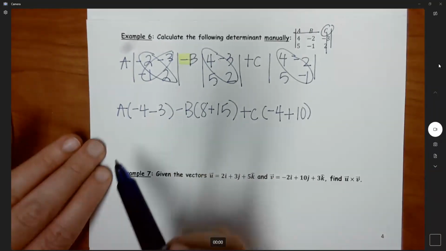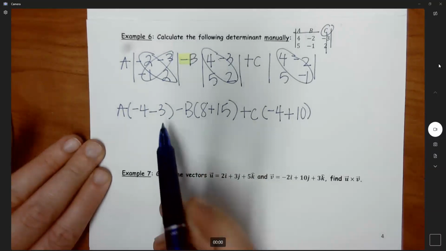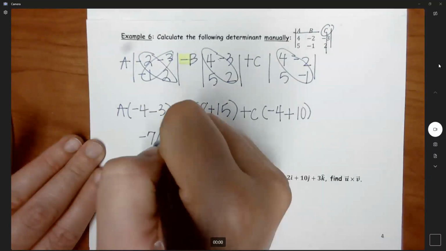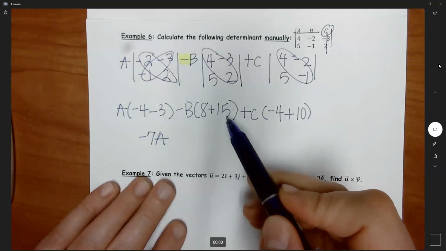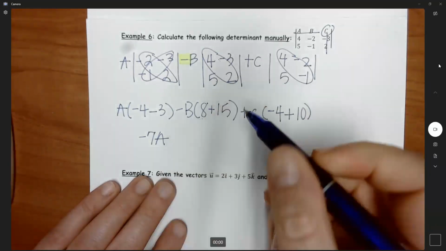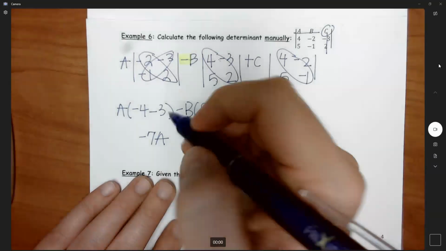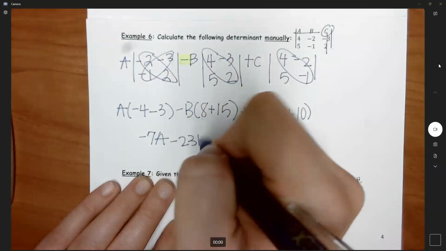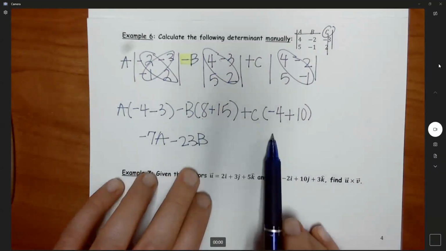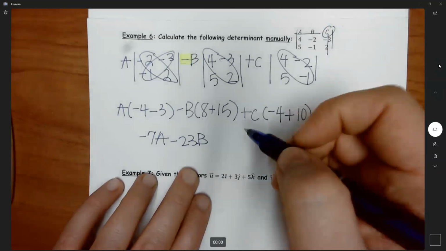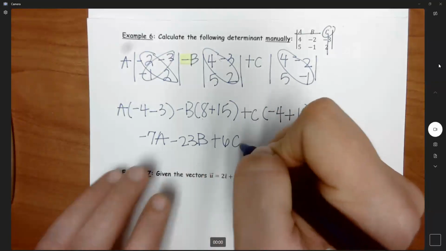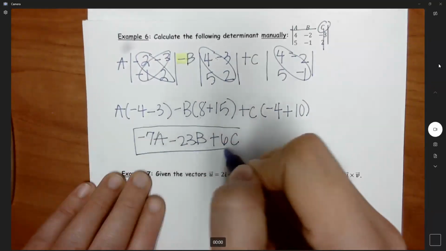And I'll just simplify. -4 minus 3 is -7, so I got -7A. 8 plus 15 is 23, times a -B is a -23B. And -4 plus 10 is a +6, so +6C. This is as much simplifying as I can do.